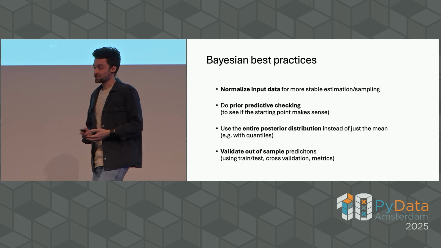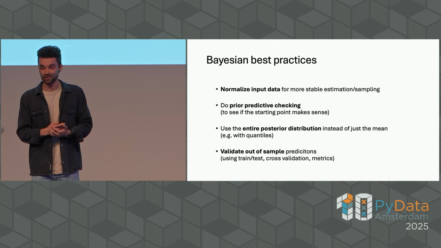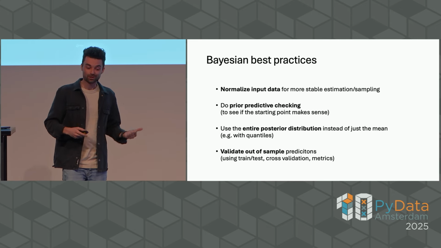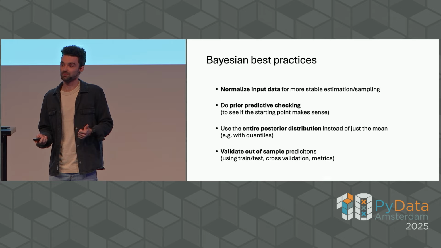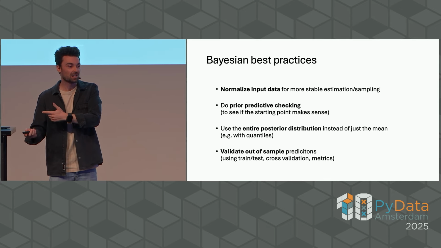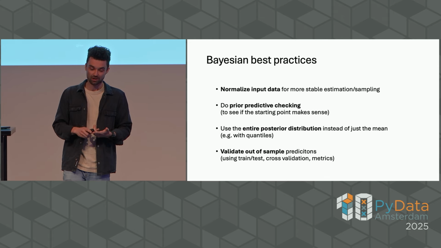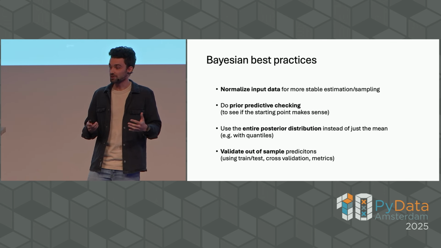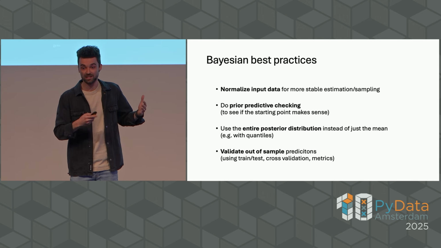Then a few words on Bayesian best practices, which I didn't all follow during this talk, but I think it's important to at least highlight them at the end. It's important to normalize the input data for stable estimation and sampling. I didn't always do it because it makes the model harder to interpret and you have to denormalize them again. Typically, it is a good idea to do prior predictive checking, simulate from your prior distributions to see what the starting point of your model is, and therefore judge whether you're in the right sort of space to start your sampling procedure.